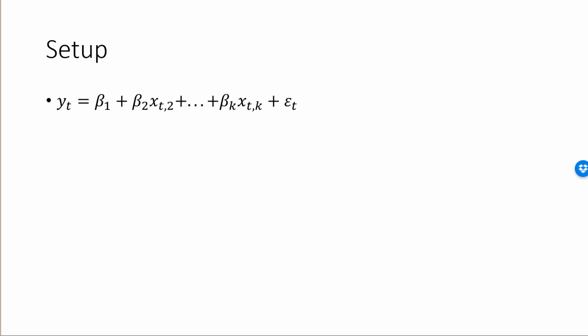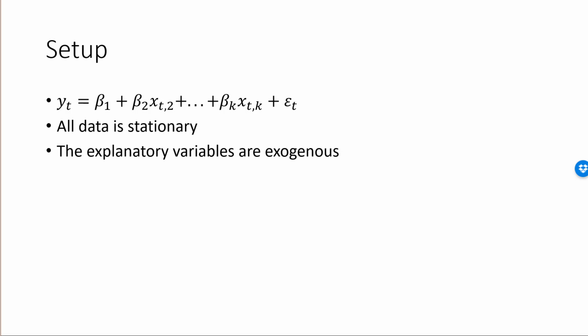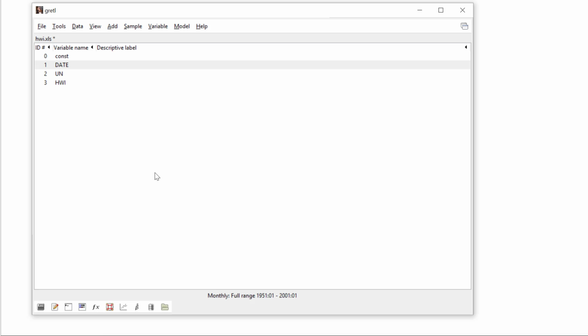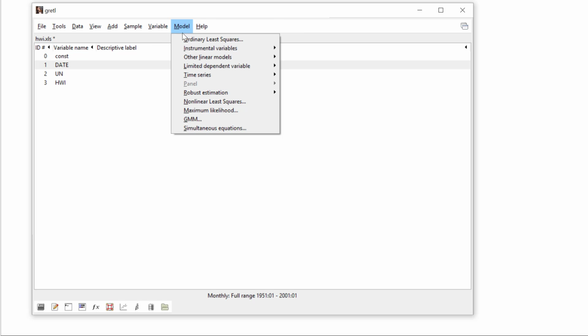So the setup of this lecture is that we have a simple static time series regression model. All data is stationary and the explanatory variables are exogenous. But the other two Gauss-Markov assumptions might be violated, so the error terms could be autocorrelated or heteroskedastic or even both.